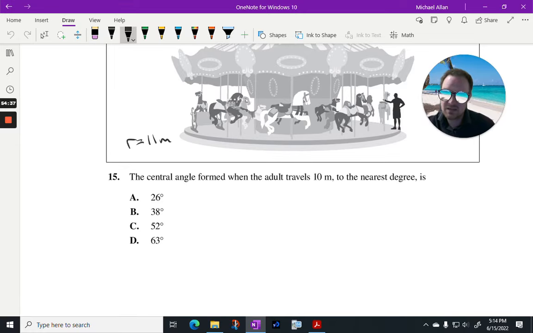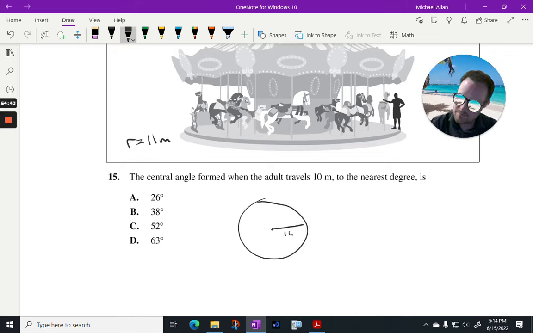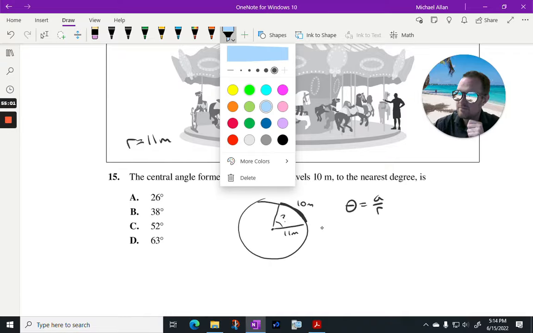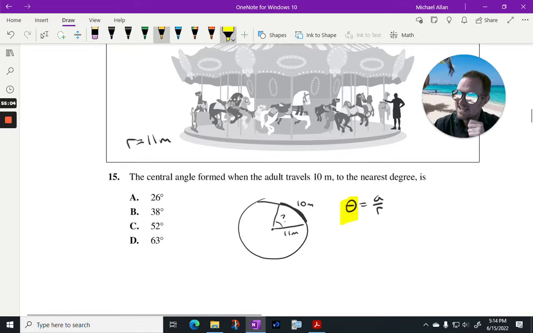That's my guess. Estimation. You can actually kind of literally draw what this looks like here. So we have a radius of 11 meters. If I draw something that looks similar to about 10 meters here, to scale-ish, I'm looking for this angle. Now, the thing about the formula is that the formula theta is equal to a over r. This needs to be in radians, or you get radians out. One of the two.